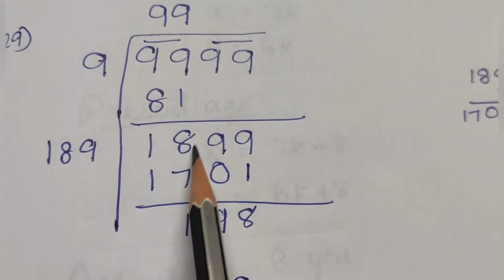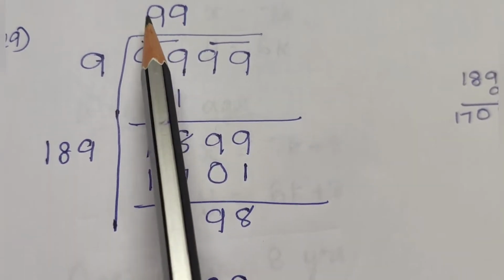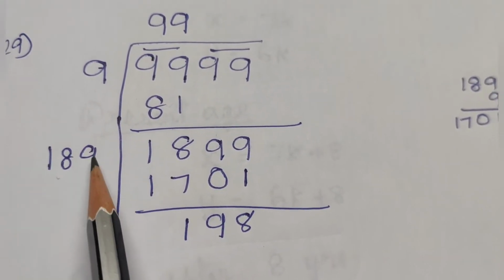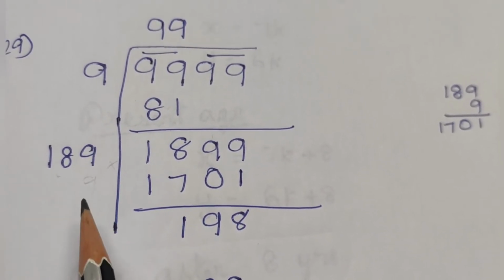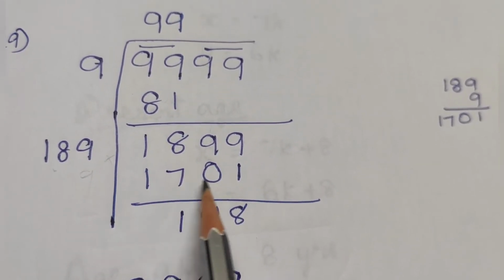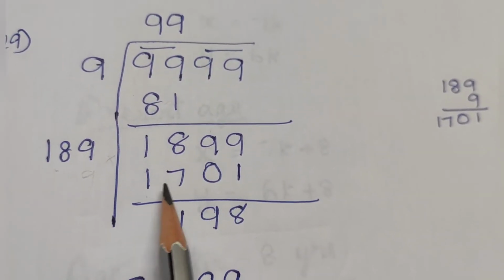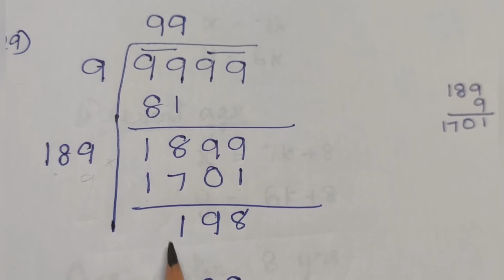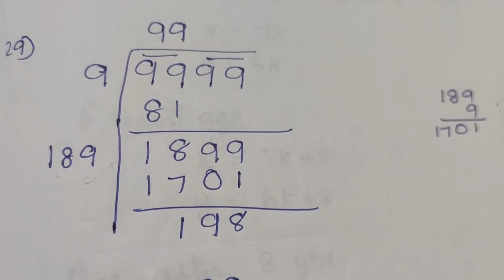99 minus 81, 18. Bring down 99. 9 plus 9, 18. On putting what? If you put 9, you have to multiply by 9 itself. On putting what number, you come close to this 9. So 189 into 9, 1701. So extra remainder is, on subtraction, you will get 198.